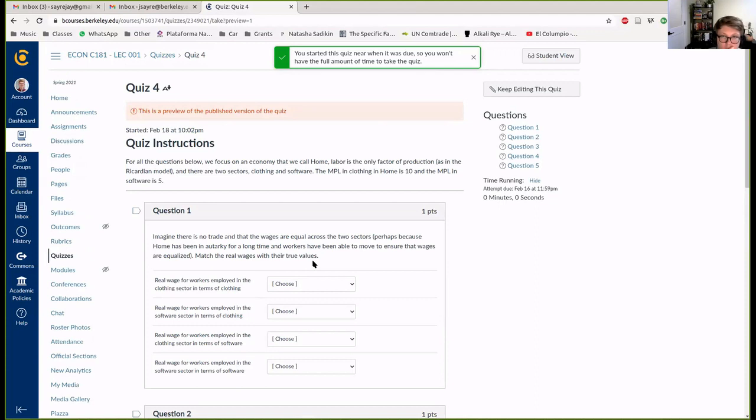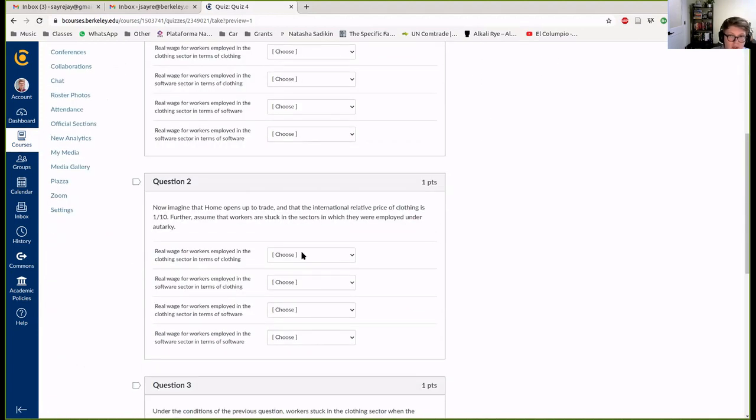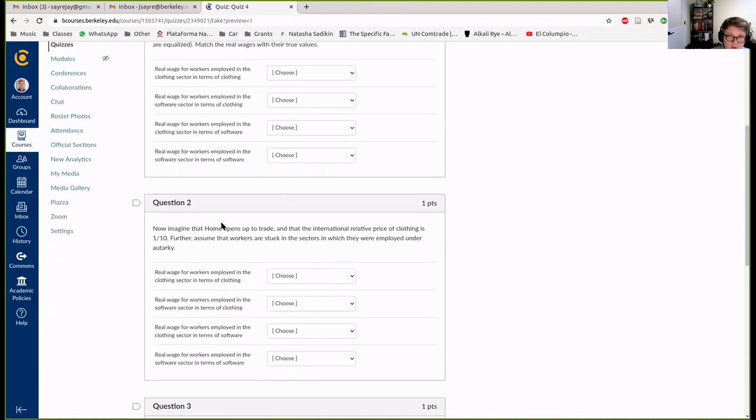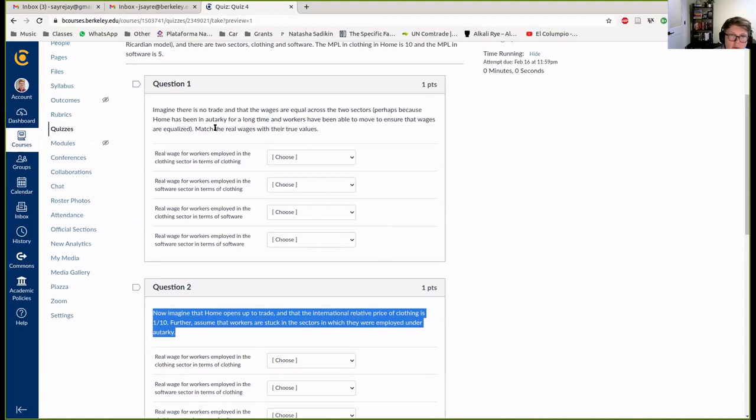So okay, the MPL of clothing in home is 10, the MPL in software is 5, and assume that the home opens up to trade. Sorry, what was the first question?